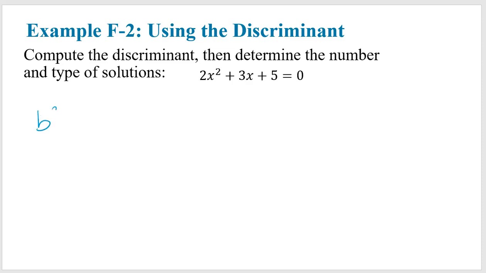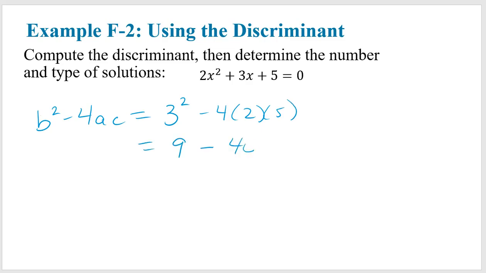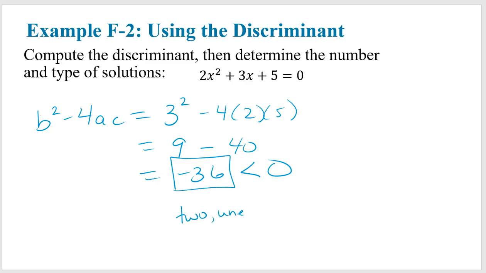All right, so let's see how you did. So b squared minus 4ac, that's my discriminant. That would be 3 squared minus 4 times 2 times 5. So that would give me 9 minus 40, which is going to give me -31. So there's my discriminant, which is less than 0. So I'm going to have two unequal complex solutions. So this graph will not have any x-intercepts.